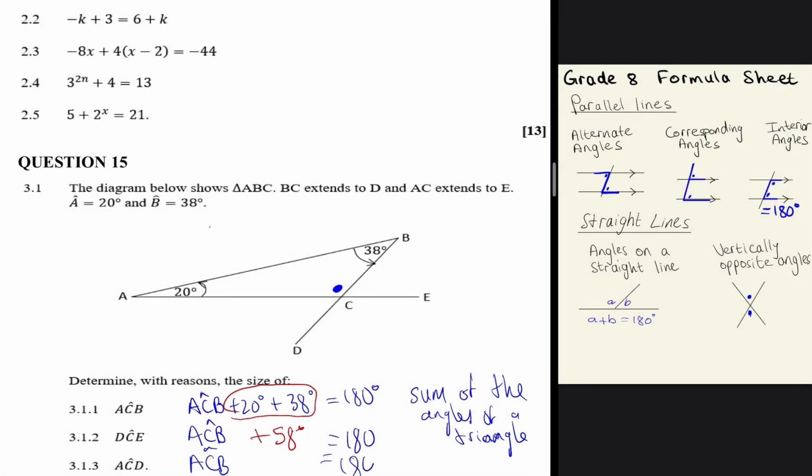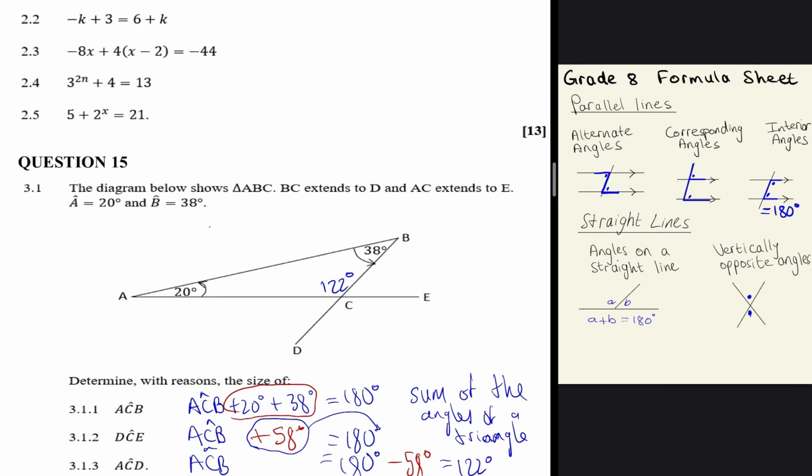Now we take the 180 degrees, and this plus 58 here, we want to move over to the right hand side. If we move it over to the right hand side, the plus 58 now becomes minus 58 degrees. If you work that out, 180 minus the 58 gives you 122. That will be the answer for ACB, which is this one over here. And you write down 122.